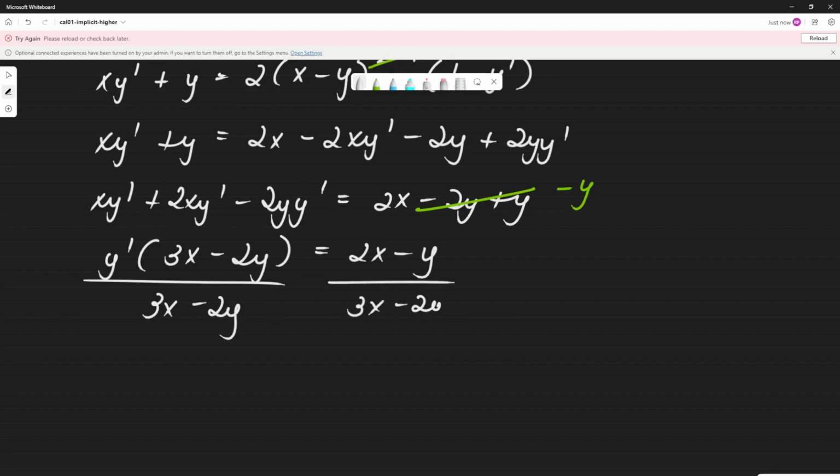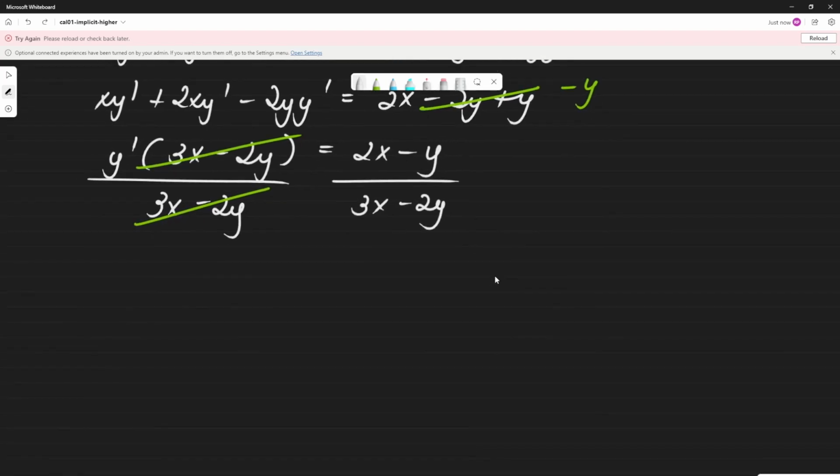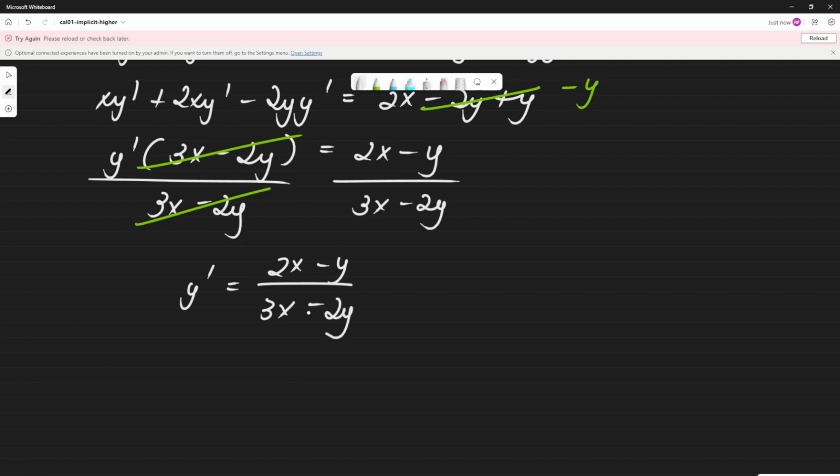3x minus 2y. Then, cancel. Okay, then therefore, y prime is equal to... sige, sulat natin. Tama rin, no? So, we have y prime is equal to 2x minus y over 3x minus 2y.